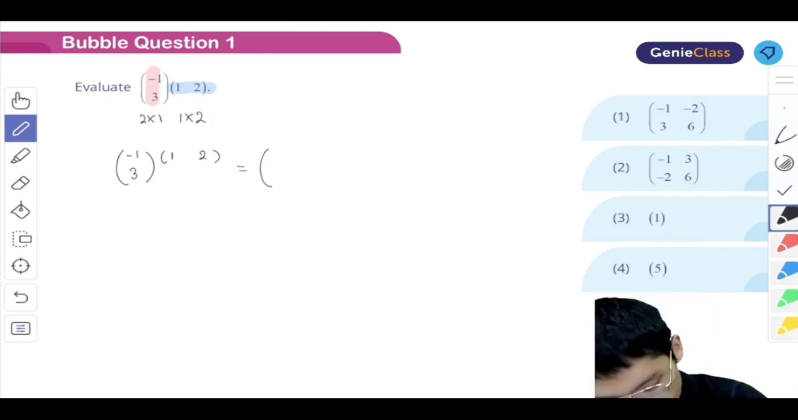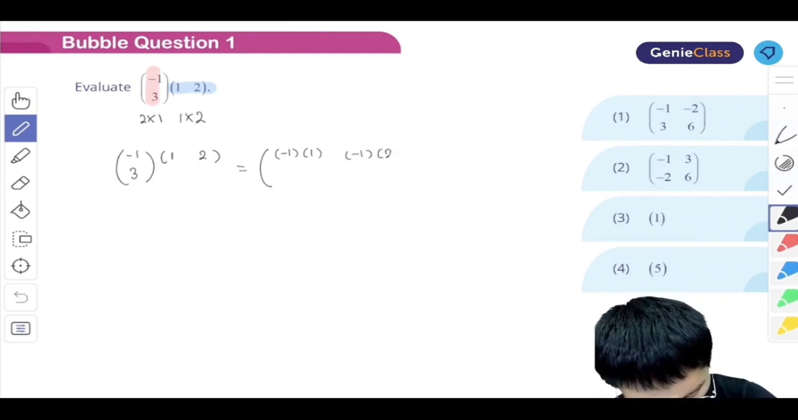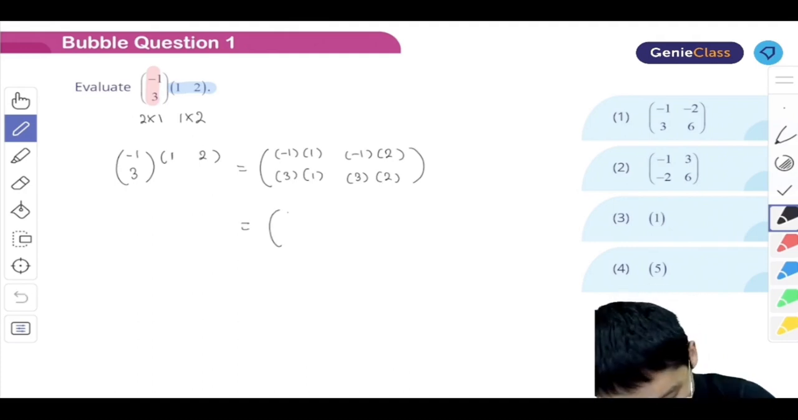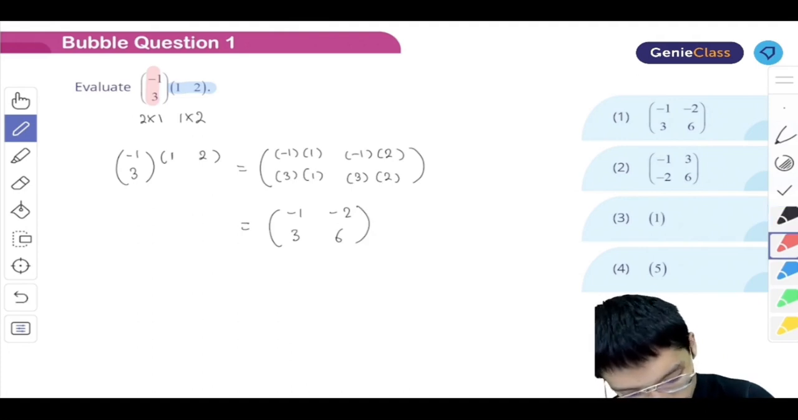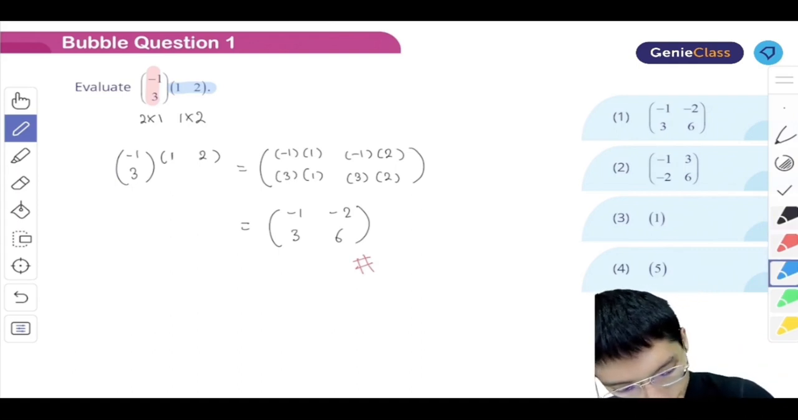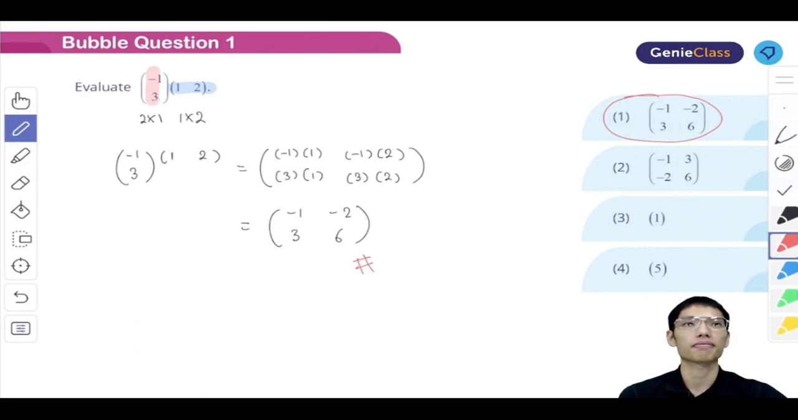So it's going to be -1 times 1. And the other one is going to be -1 times 2. After that, 3 times 1 and 3 times 2. This is then going to be -1, -2, 3, and 6. This is what you're going to get, and therefore the answer is number 1. So don't get our columns and rows mixed up when doing matrix multiplication.